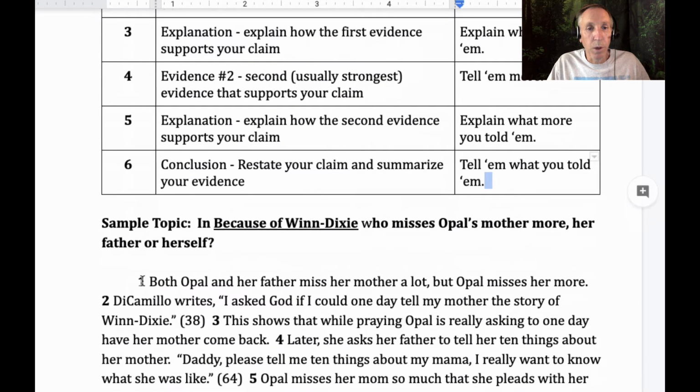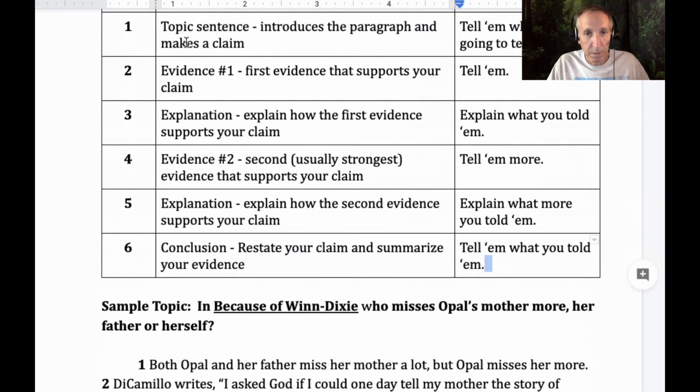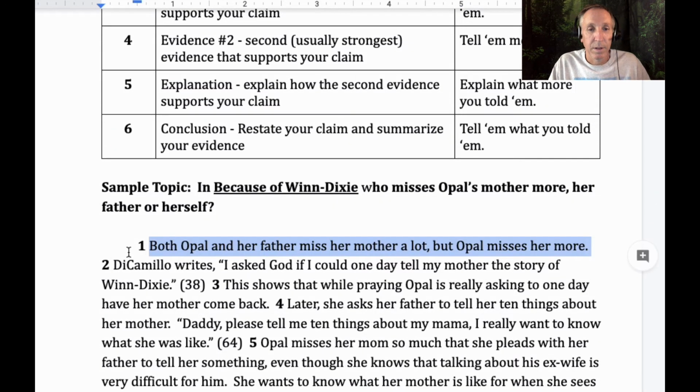This bold number 1 just means that it is purpose number 1, my topic sentence, okay? You would not put a big bold number 1 in your paragraph that you're writing. So my claim is, both Opal and her father miss her mother a lot, but Opal misses her more. Now I need to prove that.